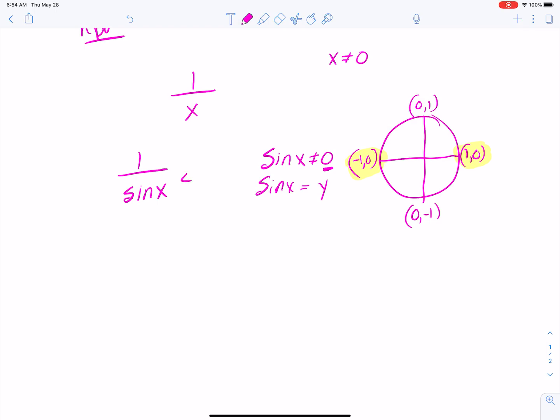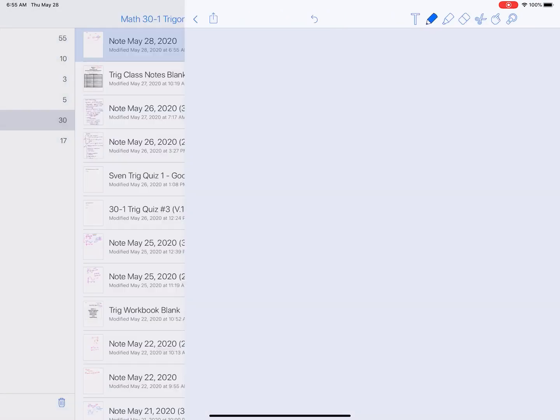So if I have sine in the denominator, I know that x cannot equal pi times n, where n is an integer. Because what that would mean is, let's say n is equal to 1. That would take care of this angle. And then if we keep adding multiples of pi, we would get all of the angles that land either here or here. So let's go back to the lesson.